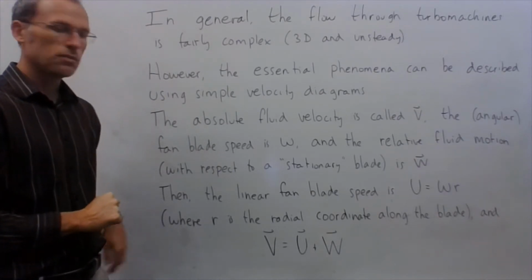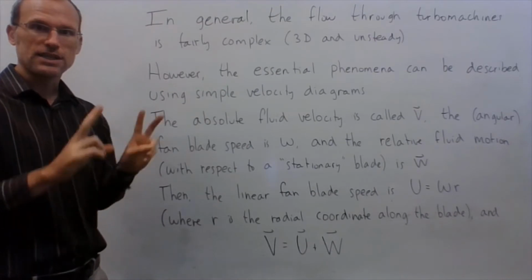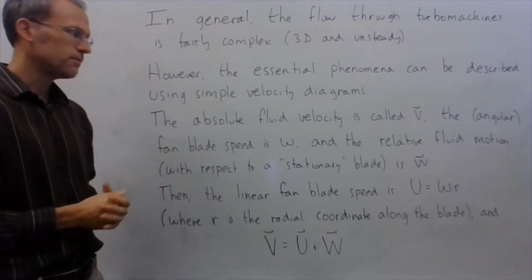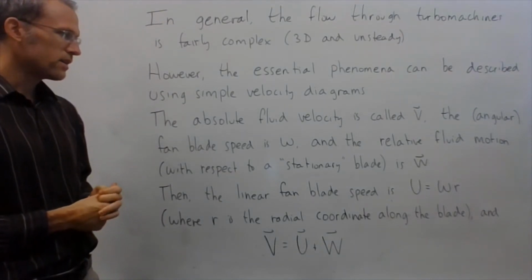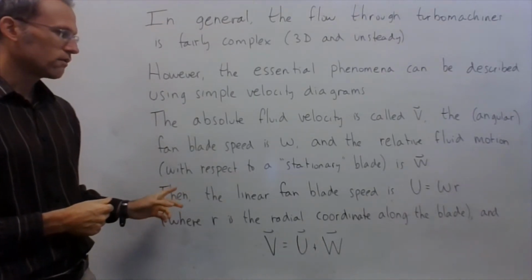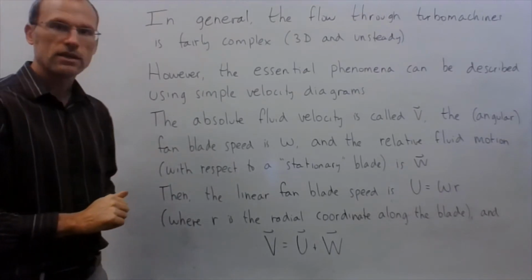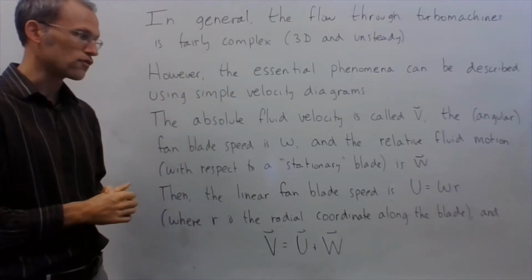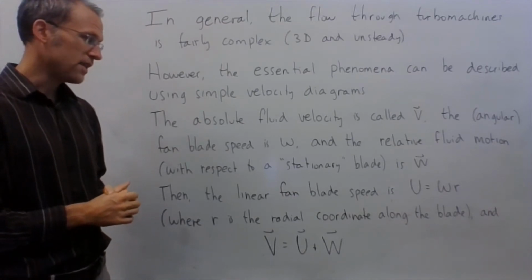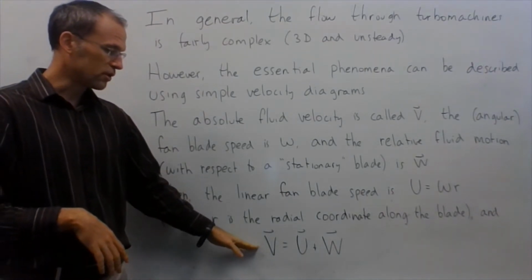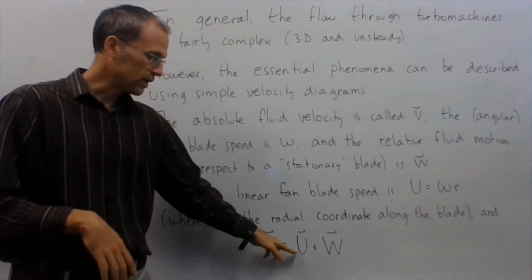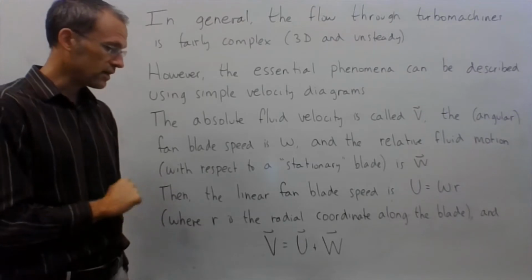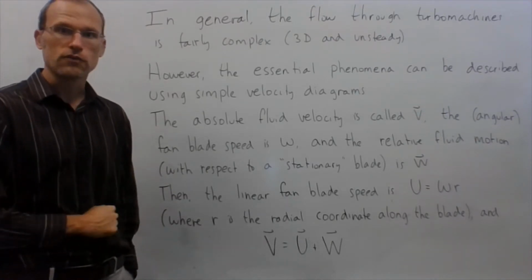Assuming that the blades are my stationary reference frame, W is the fluid motion relative to that. Because of that, I have my linear fan blade speed U, omega times R, R being the distance from the center of my axis of rotation to wherever I am on the blade. And then the absolute fluid motion is the fan blade motion plus that relative motion. So that is the important equation for my velocity diagrams.